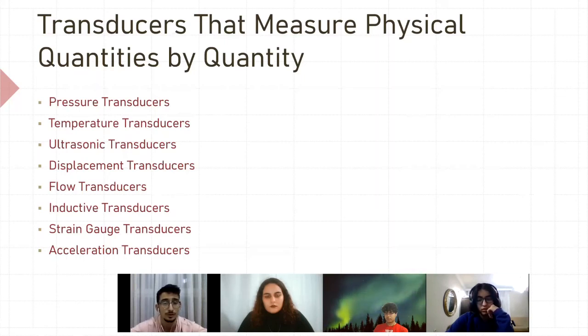Flow transducers convert the physical quantity sensed by the flow of gases or liquids into electrical signals. Flow transducers are used to measure the flow rate of gases and liquids.